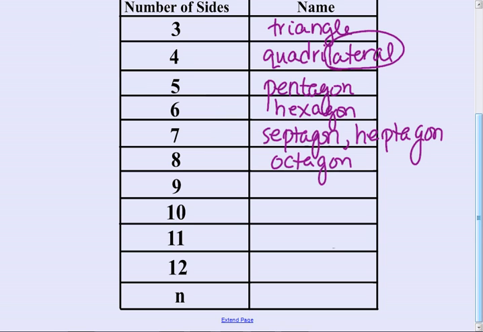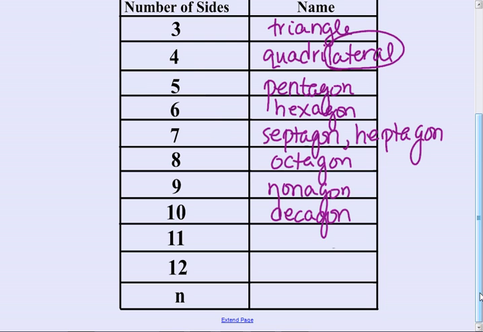Okay, you remember what 9 is? Nonagon. Well, it has almost the word nine in it. That's how I remember it. And you all know 10. Decagon. Decade is 10 years. Dec means 10. Decimal system is based on base 10.